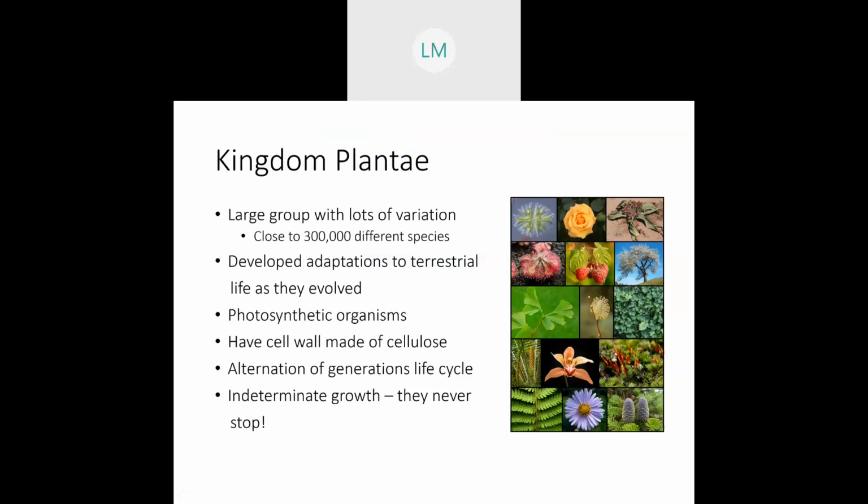They're all photosynthetic organisms, so they can produce their own food. They have cell walls made of cellulose. Some of the microbes that we talked about had cell walls as well, but these are different kinds of cell walls made of cellulose. They have a really interesting type of life cycle, which we're going to go over. It's called an alternation of generations life cycle. This is something that all plants do. It may look a little different in some plants compared to other plants, but they all do alternate their generations in their life cycle. And they have something called indeterminate growth. So they never actually stop growing. They don't live forever, but if they did, they would just keep getting bigger.